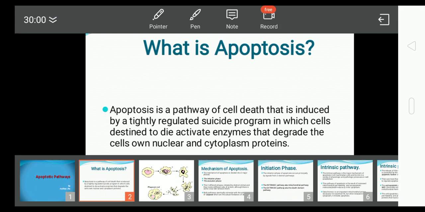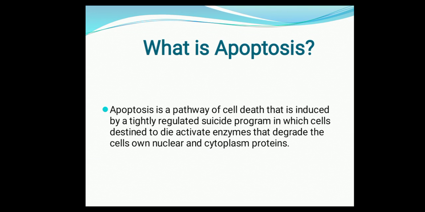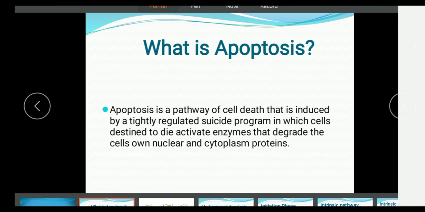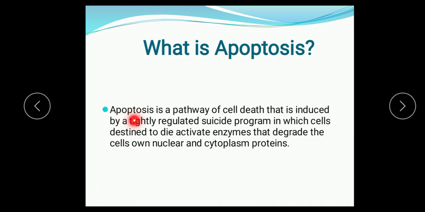Okay, so first, let's start with the basic concept of apoptosis, guys. Apoptosis is a pathway of cell death that is induced by a tightly regulated suicide program in which cells destined to die activate enzymes that degrade the cell's own nuclear and cytoplasmic proteins.